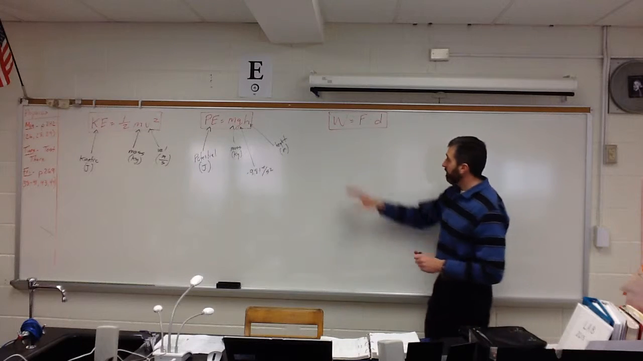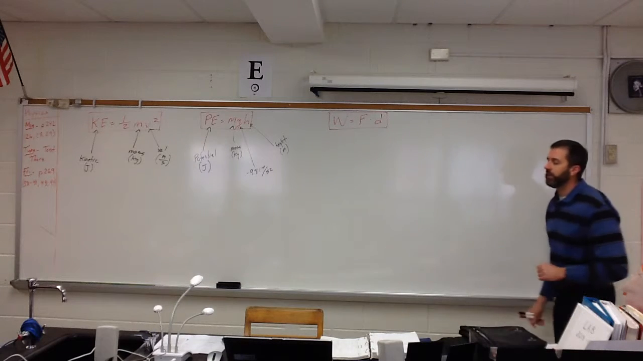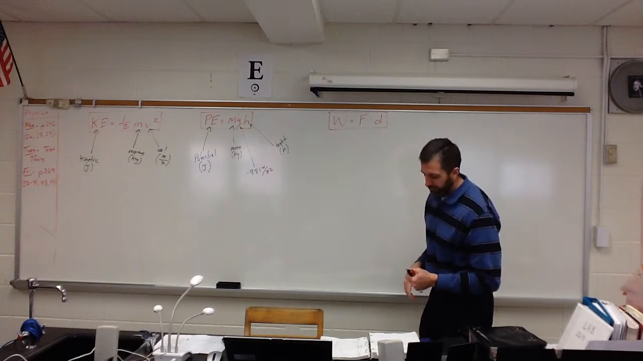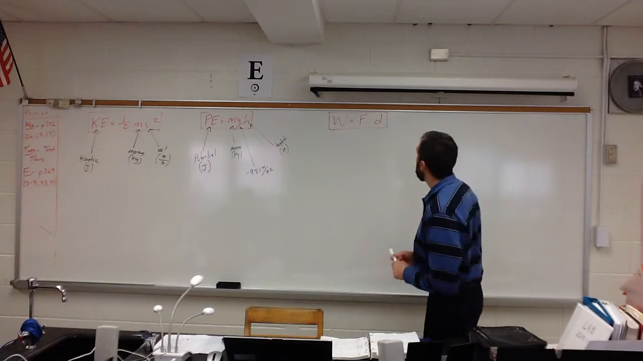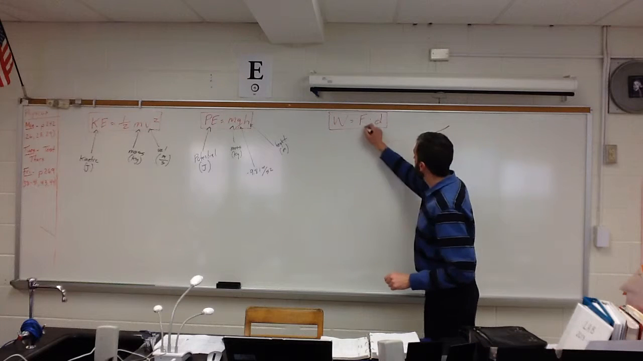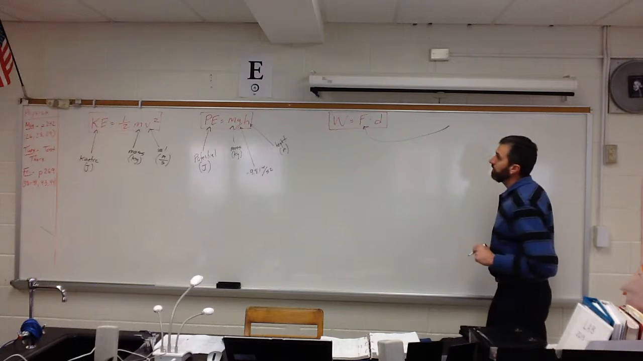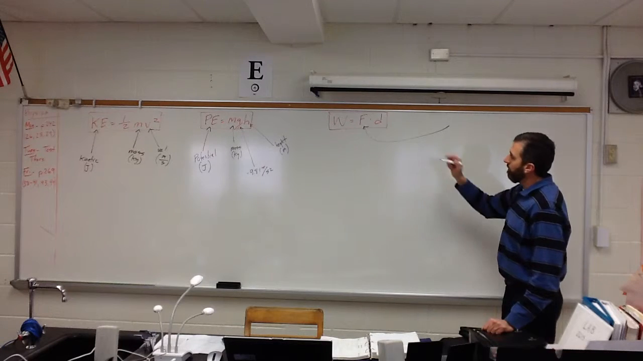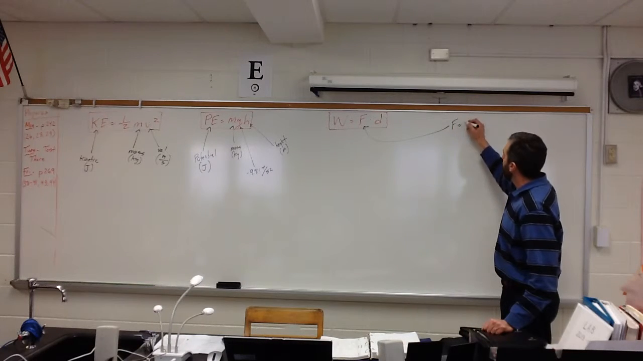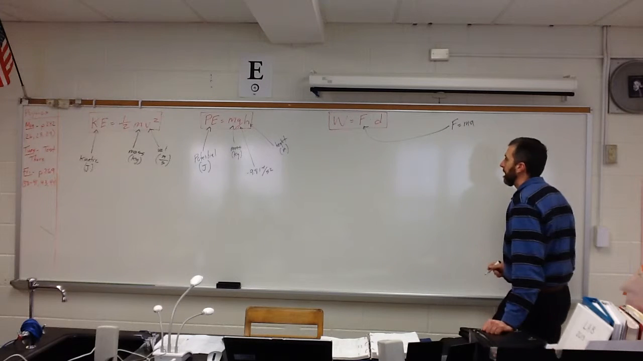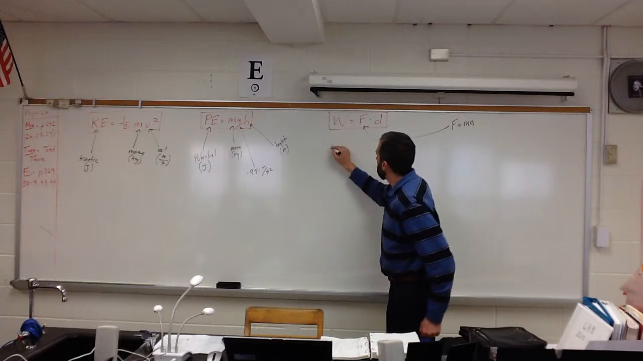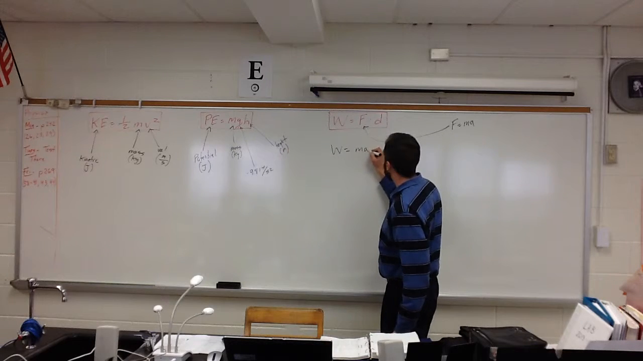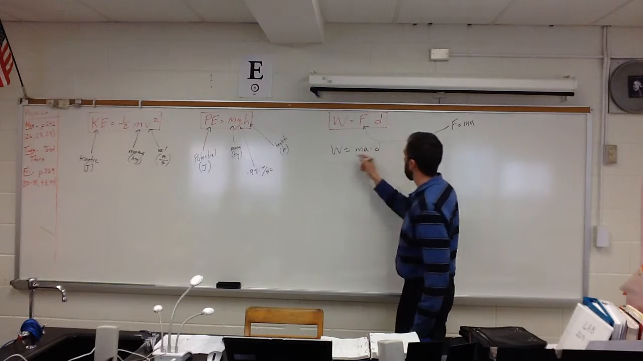Now, the last one is work. We've already done this. I'm not going to label it again. Work is force times distance. But I want to take this in a little bit different direction today. What I want to do is show you how two of these equations are actually equal to one another. We know that force is mass times acceleration. So if I plug that into our work equation, I would get mass times acceleration times distance.